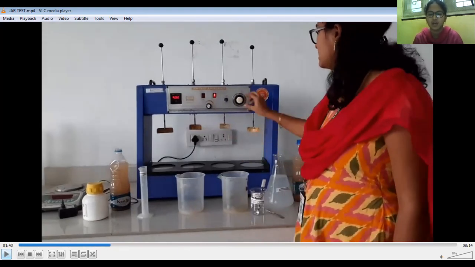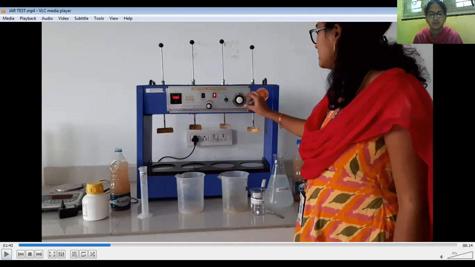In addition to the apparatus, we require some glassware, and the capacity will be 1 liter jars, 1 liter measures, and also a raw water sample collected, nearly 15 to 20 liters of the sample is required. First, make the sample homogeneous by stirring.